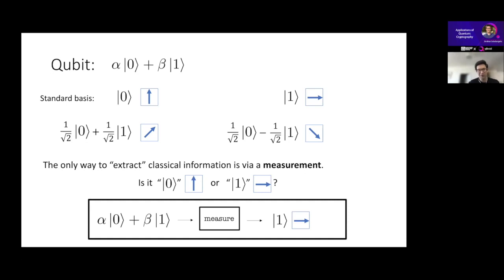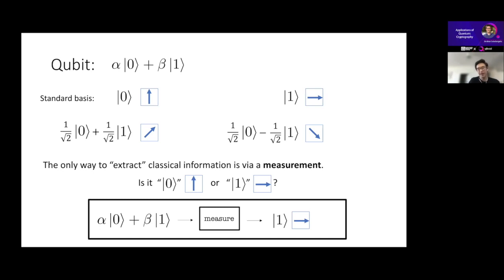This is very different from the classical case, where essentially we're working with the same fixed basis in the classical world. Now, of course, in the quantum world, there's nothing special about this particular choice of axis that we made, upwards and pointing to the right. In fact, you can make the same measurement with respect to any other basis of your choice. And by the way, when I say basis, I'm saying the choice of axis.